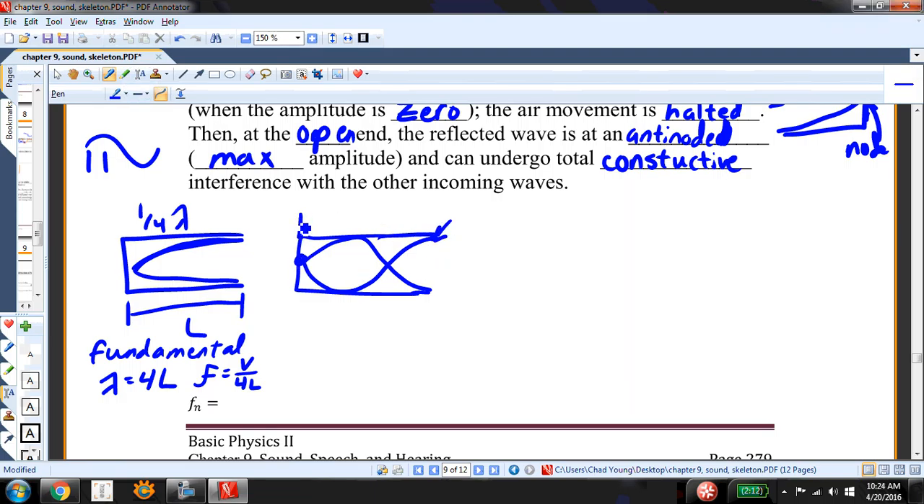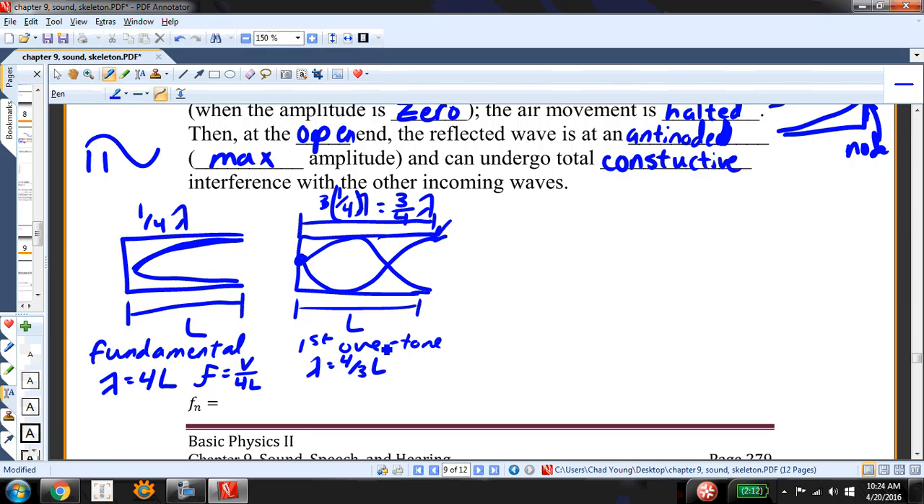In this case, how many quarter wavelengths do I have? I have 3 quarter wavelengths. Or the length of this tube is 3/4 wavelength. Here, L, this is called our first overtone. And here, lambda then is 4/3 L, just setting L equal to 3/4 lambda. And then my frequency is equal to, as we did over there, 3V over 4L.